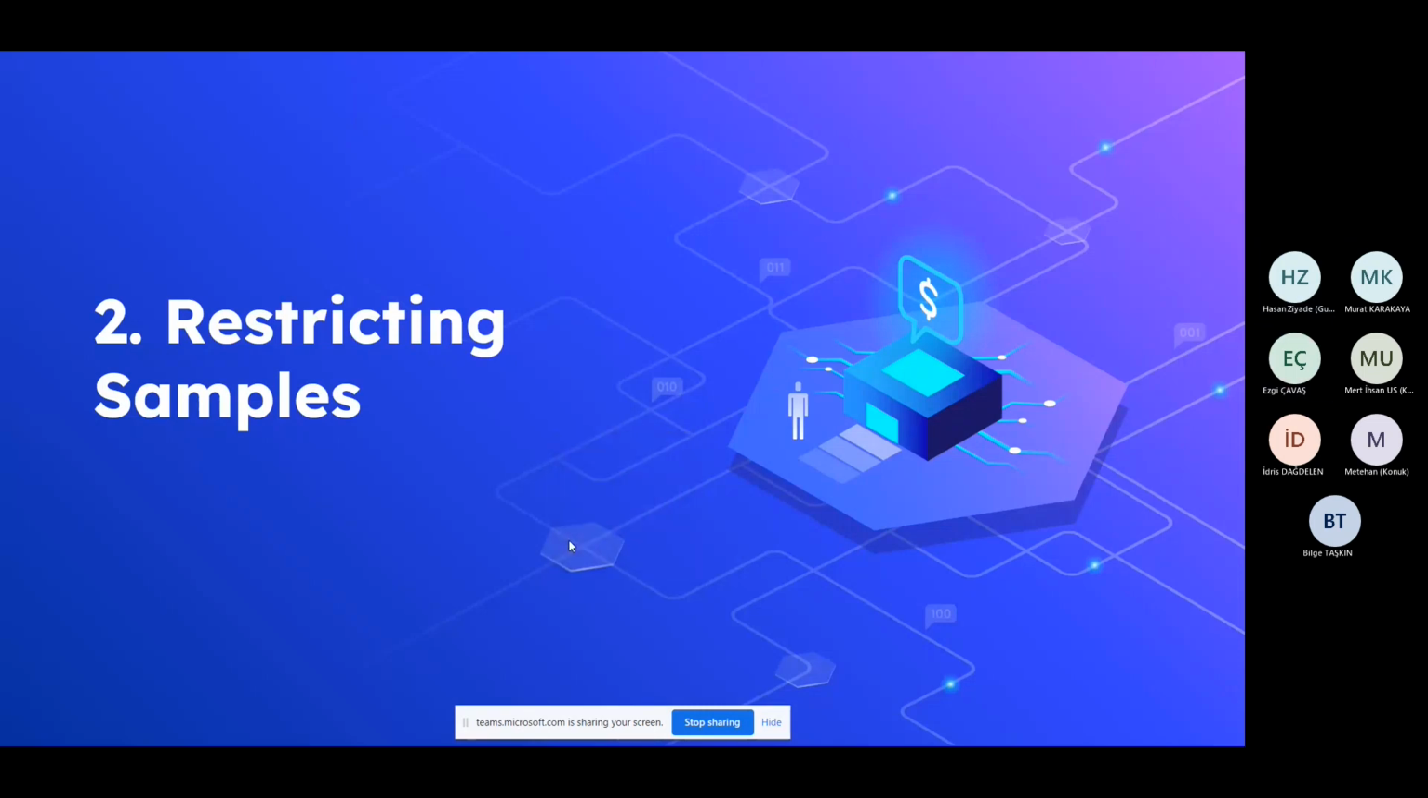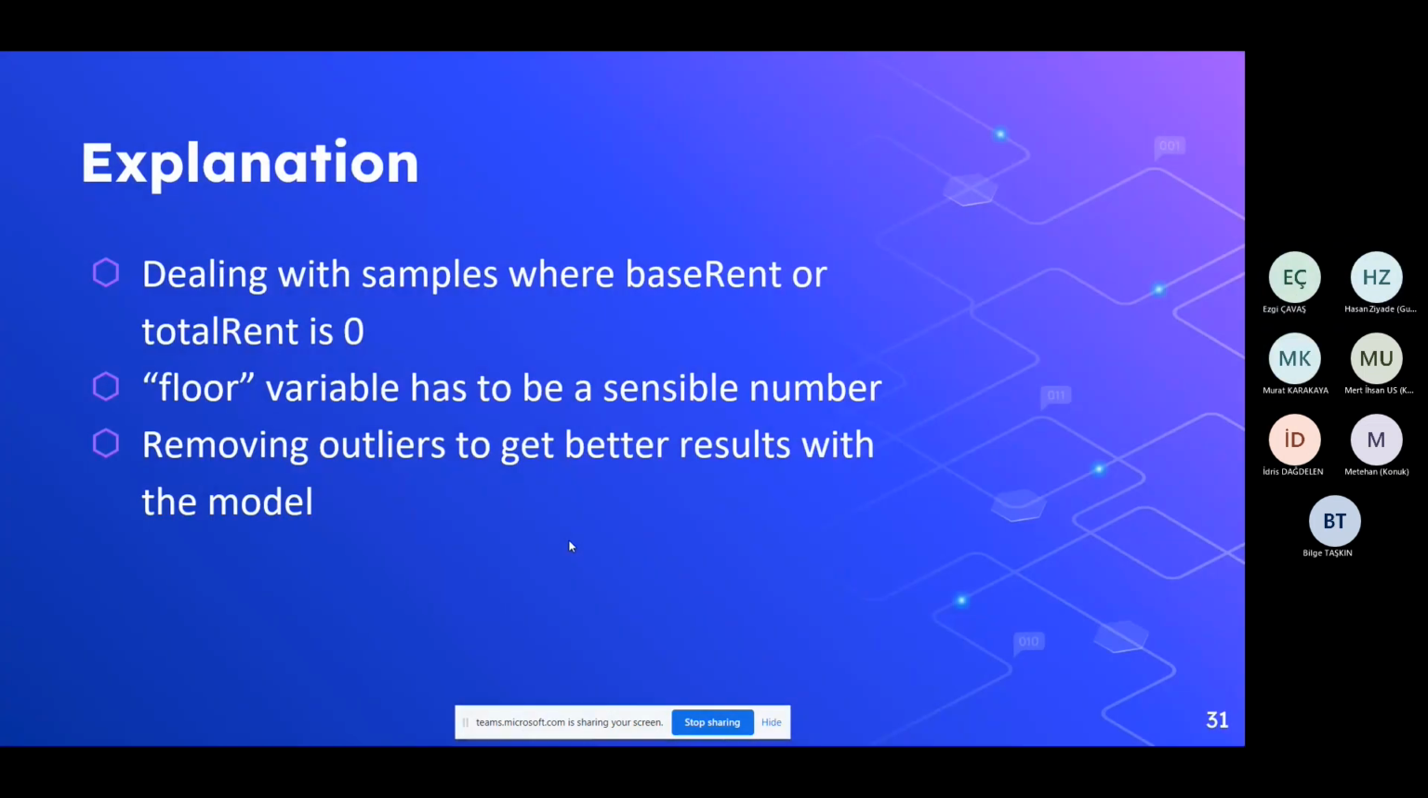The second is restricting samples. We had to deal with samples where our base rent or total rent was 0, which was realistically unacceptable. And the floor variable also has to be a sensible number. We also had to remove outliers so that our model would provide better results.